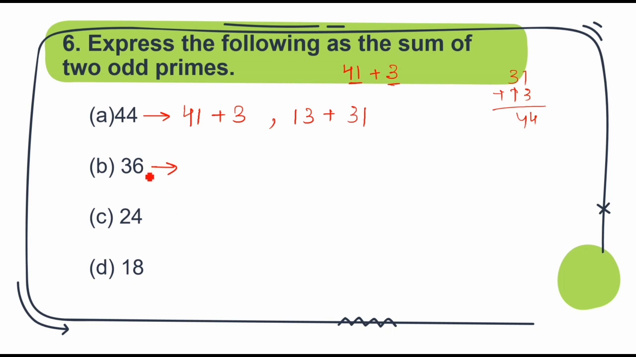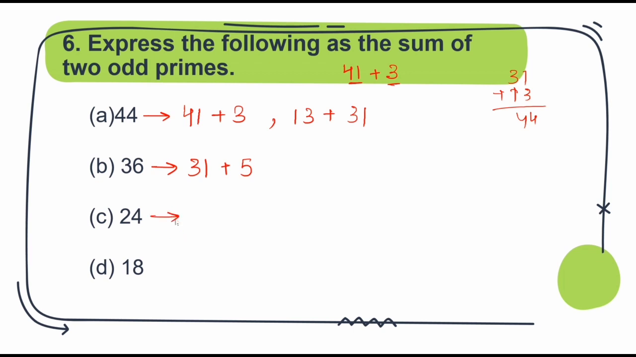Again use the method. For 36, if I go back, 35. 35 is not a prime number, although it is an odd number. Then if I go one more back, 34, it is an even number. 33, again it is not a prime number, it is a composite number because 11 times 3 is 33. Then 32, again an even number. Then I go to 31. 31 is a prime and odd number. And the number I have to add is 5. It is also an odd and prime number, so it could be the correct answer.